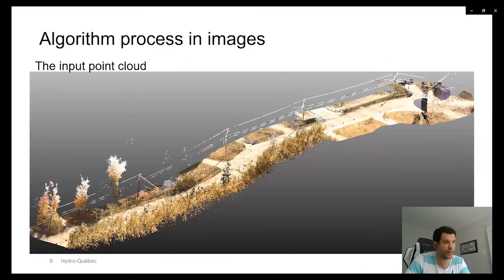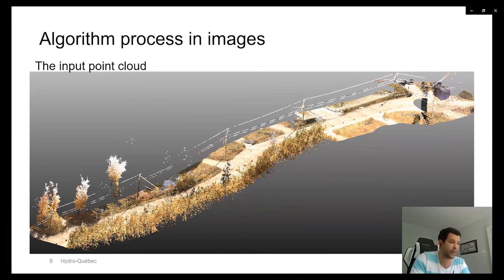Let me show you with pictures how our algorithm works. Let's suppose that we have this track to process, this point cloud to process. The length of this point cloud is close to 500 meters. As we can see, there are 7 poles, and the size of this point cloud is more than 300 megabytes. The first thing that we can do is use the PCL library, a C++ library.